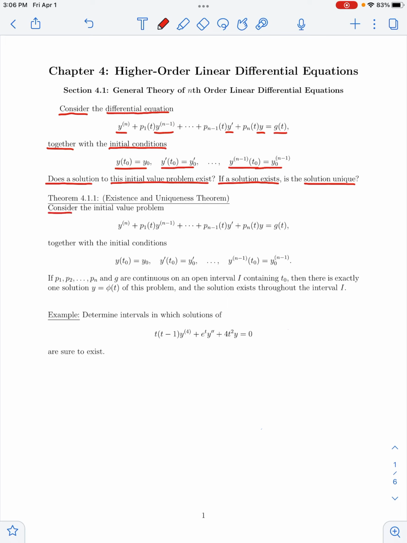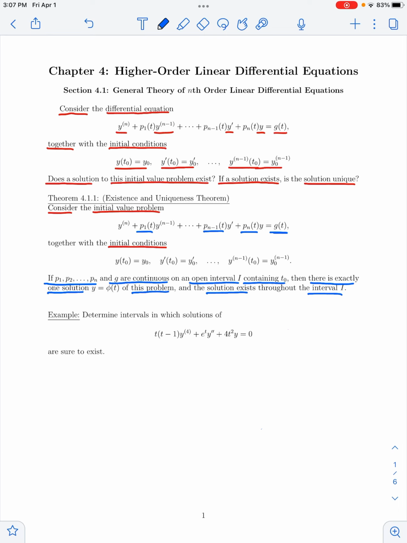So here, if we are considering the initial value problem involving this nth order linear differential equation with a set of n initial conditions, when are we guaranteed that a unique solution will exist? And the answer to that question is that we need continuity of our coefficient functions. So here, if the functions p1, p2 up through pn, so all these coefficient functions in front of y and its derivatives, and g, that is the function on the right-hand side, are all continuous on some open interval containing the initial value of t, which we're calling t naught, then there is exactly one solution of this initial value problem, and that solution exists throughout that interval of continuity.